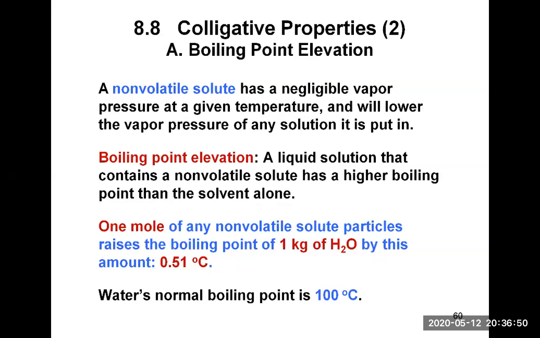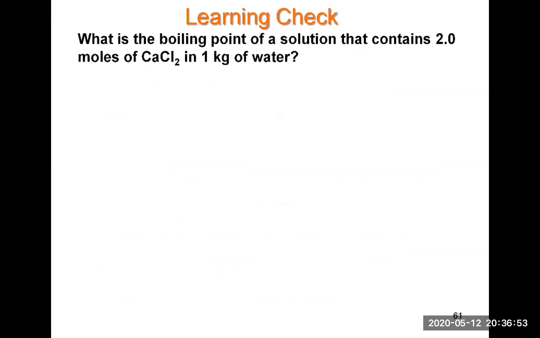So let's see how we can apply this knowledge by going through this learning check. What is the boiling point of a solution that contains 2.0 moles of CaCl2 in 1 kilogram of water? We have 1 kilogram of water, and we know its normal boiling point, it's 100 degrees Celsius. However, we know that there are 2 moles of CaCl2 in there, and we have to find out how much it will raise the boiling point of water.